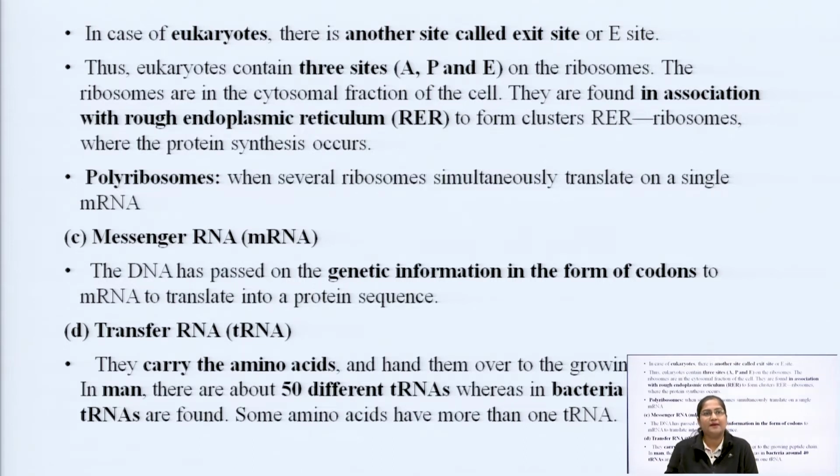That means many ribosomes are there for translation on a single mRNA. Then it will be called polyribosomes. Next is messenger RNA, that is mRNA. The DNA has passed on the genetic information in the form of codons to mRNA to translate into protein sequence.